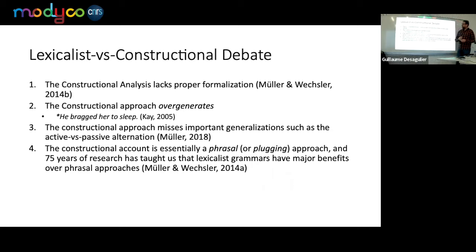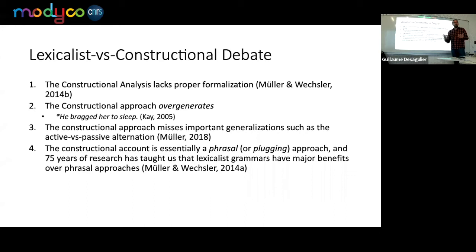And this is the interesting part that I want to discuss in more detail: Stefan Müller has this paper with, I think, Stefan Wechsler, where they say it's basically a phrasal approach, meaning it's like a syntax tree, more or less how Fillmore originally conceived of the constructions. And then you have this metaphor, if you have this tree, then your construction has to be plugged in.